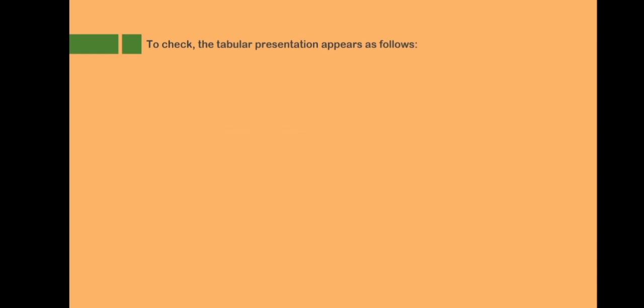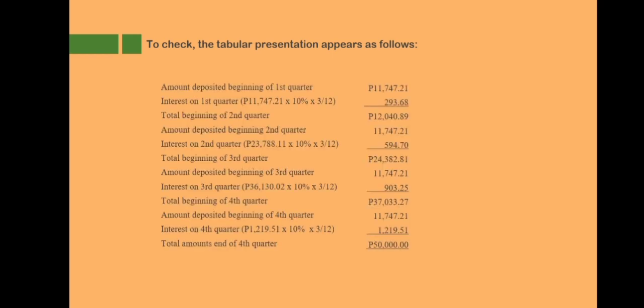So, earlier, what we needed had to become 0 after the fourth quarter. Now, we should be able to build up the 50,000. So, let's start with the amount deposited at the beginning of the first quarter. That is 11,747 pesos and 21 cents. And let's get its interest and add it there, which is 293.68. And now we have the total at the beginning of the second quarter of 12,040 pesos and 89 cents.